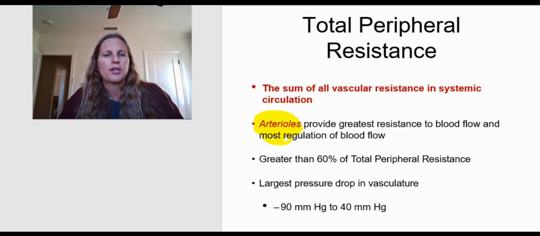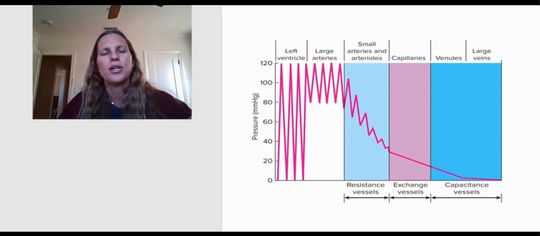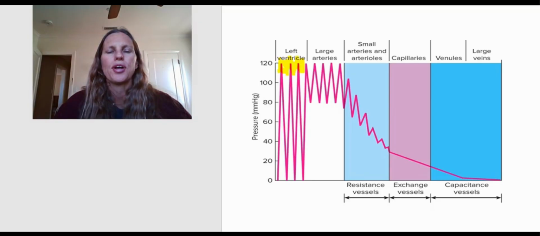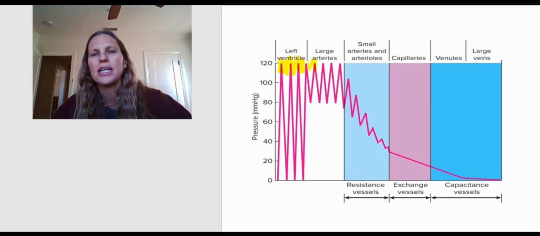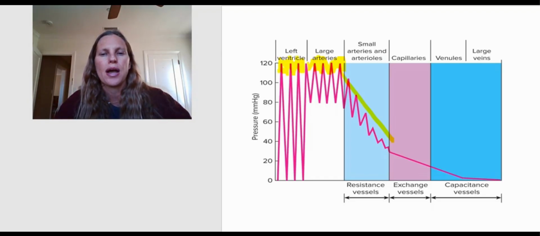And let me show you that on this picture right here. Okay, so here we are, the pressure. So here's the left ventricle, right? And we see that the blood being ejected from the left ventricle is being ejected at about 120 millimeters of mercury. And that pressure stays high in the other large arteries. And then it goes way down, right? And then we see this big drop.